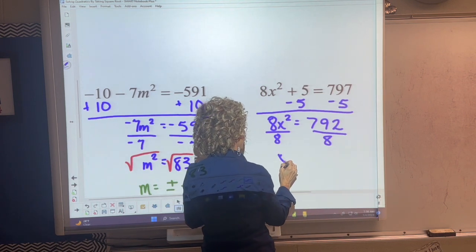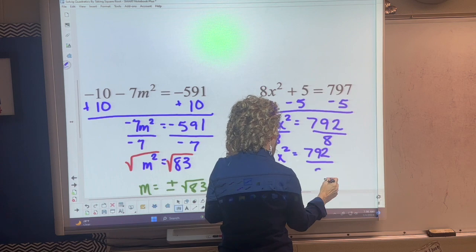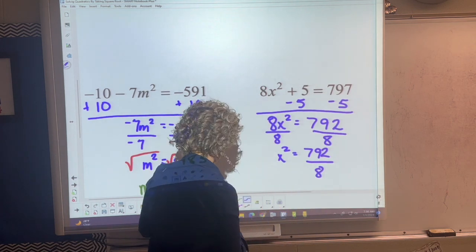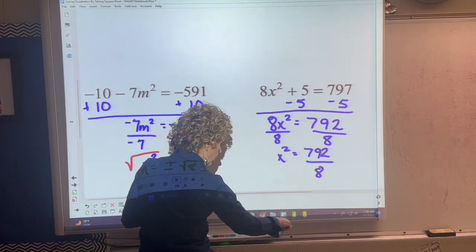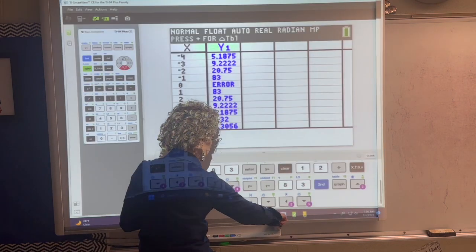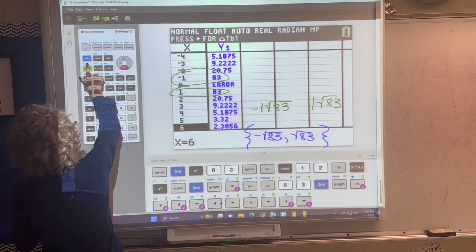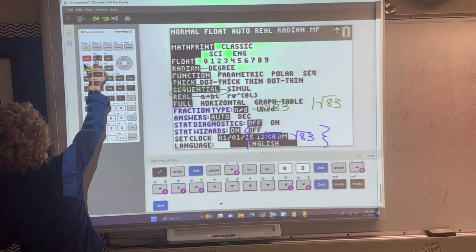And so I get x squared equals 792 over 8. I'll be honest, I don't know what that is off the top of my head. So we're going to pull out our handy dandy calculator.